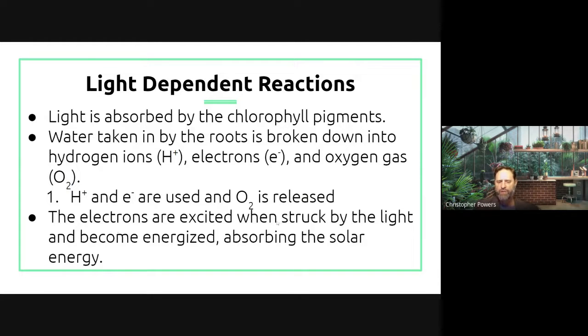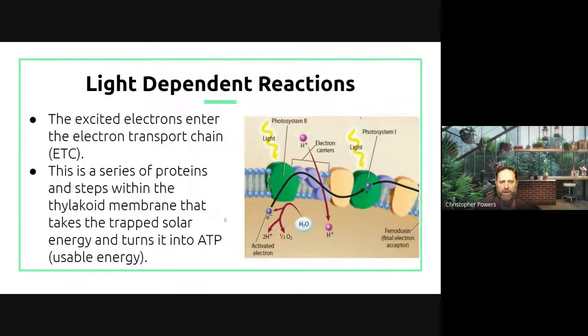Electrons are excited when struck by light, as I kind of demonstrated in the diagram. So these are the words that describe that diagram, basically. And they become energized, absorbing this solar energy. All right, so this is telling you the photosystems again. Similar diagram, that was what we started with. Looking back at it, another view.